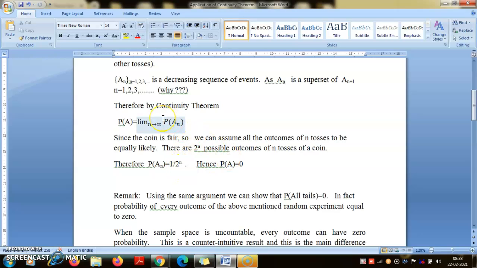Hence, what will be the probability of the intersection? I have not written it, but I think you can figure that out. This will be the limit as n tends to infinity of 1 by 2 to the power n.